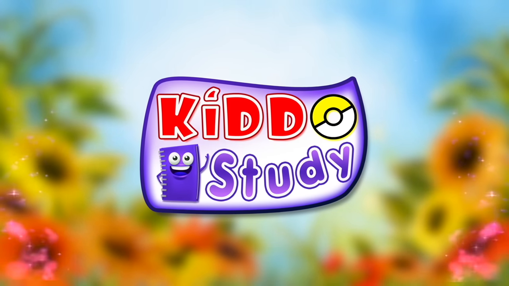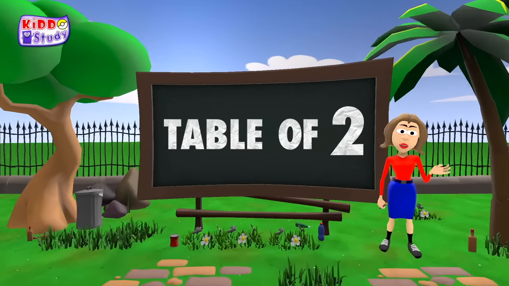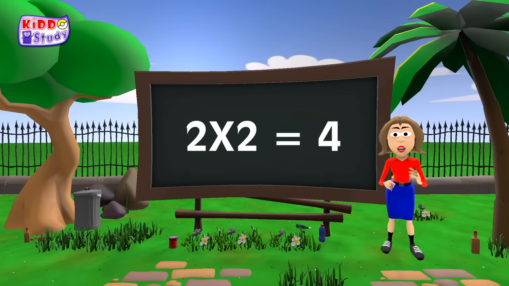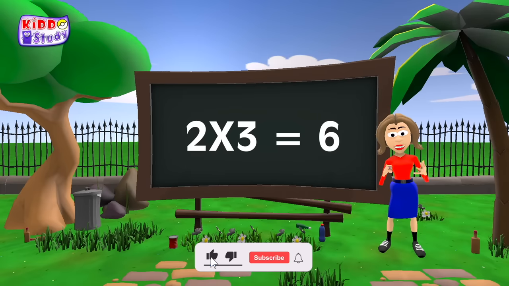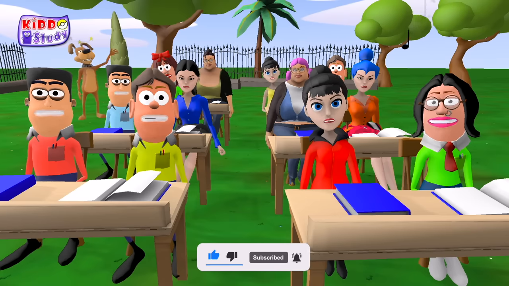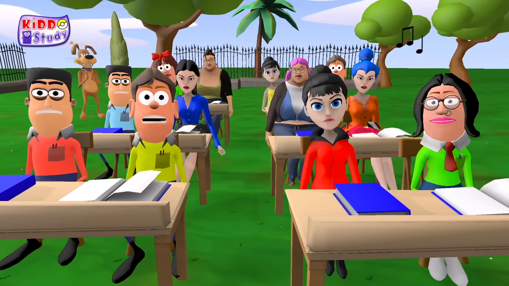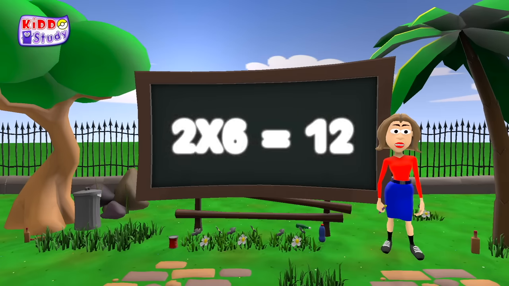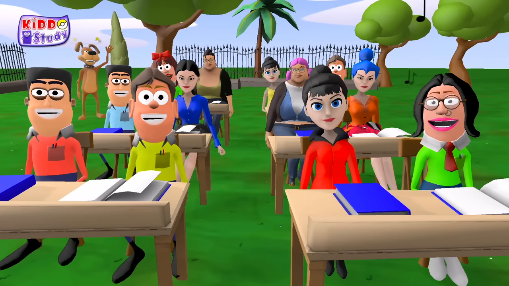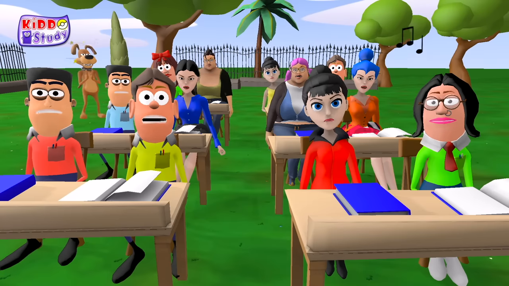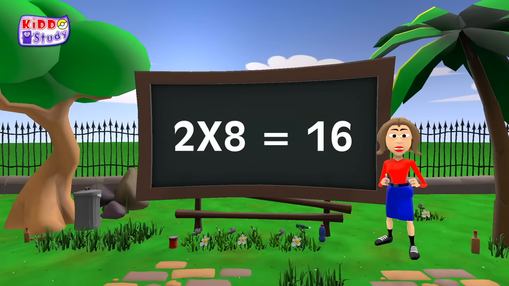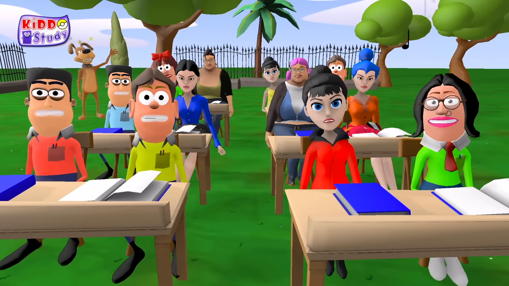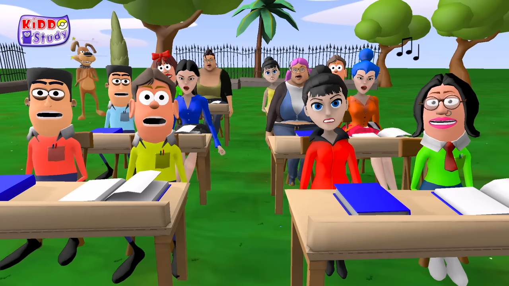Hello children, let's learn table of two. Two ones are two, two twos are four, two threes are six, two fours are eight, two fives are ten, two sixes are twelve, two sevens are 14, two eights are 16, two nines are 18, two tens are 20.